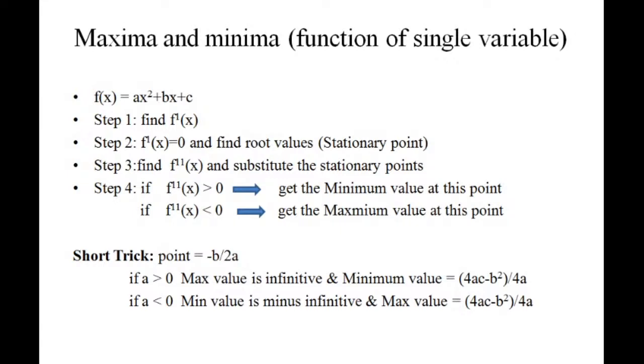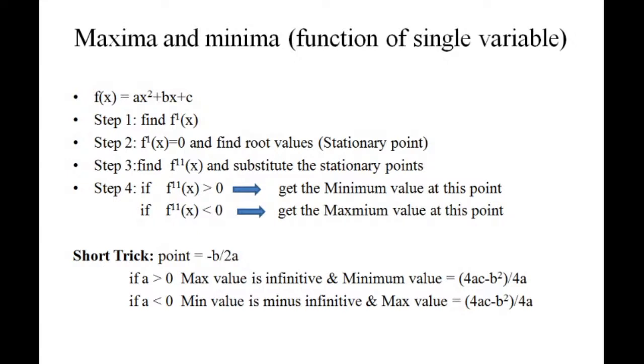If a is greater than 0, that point will give the minimum value and the maximum value is infinity. While seeing the equation, if a is greater than 0, the maximum is infinity and the minimum value is 4ac minus b squared by 4a.